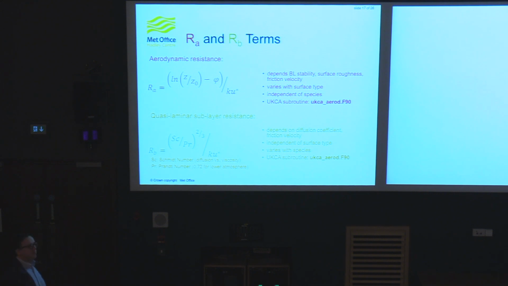Now the quasi-laminar sublayer resistance, as I said, that's diffusion. That's a diffusion process through the very last layer of the atmosphere. That is heavily dependent on the species, because diffusion is a process that's very much dependent on the structure of the molecule, molecular weight, and so on and so forth. So it doesn't depend on the boundary layer structure, and it doesn't depend on turbulence, but it does depend heavily on the species. These terms are really individual. This term is the same for every species. This term is different for every species.